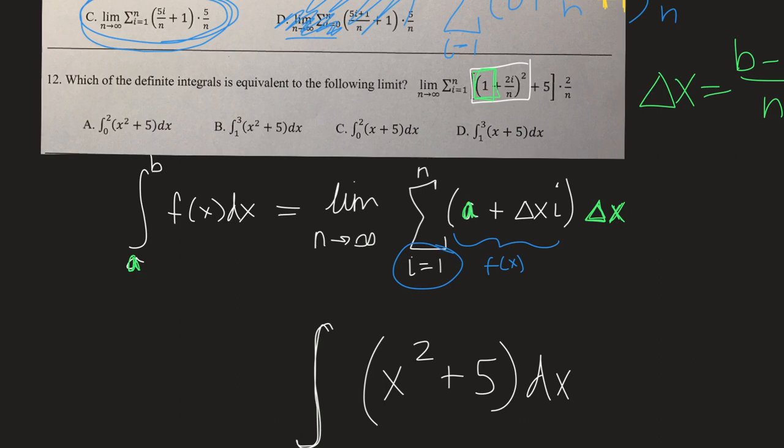Okay, and we know there has to be an interval of 2, right? So if the 1 is your a value, b minus 1 has got to equal 2, then b needs to equal 3, because 2 units is our interval and we're starting at positive 1. So the integral from 1 to 3 of x squared plus 5 dx, and that answer looks like it's here at B.